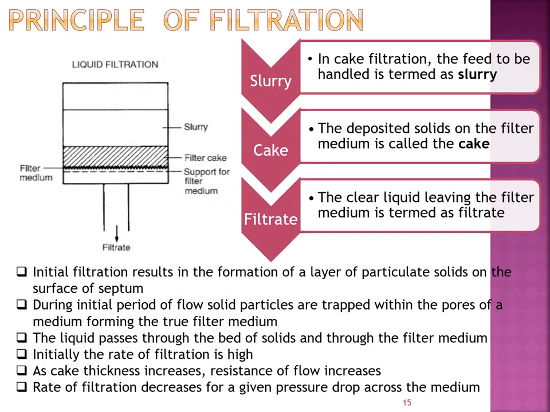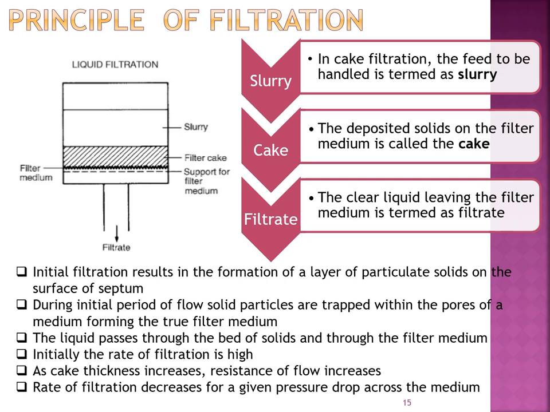While understanding the principle of filtration, we need to understand the terms slurry, cake and filtrate. The feed to be handled is known as slurry. The deposited solids on the filter medium are known as cake. The liquid leaving the filter medium is known as filtrate. As we see in the diagram, the slurry is fed to the top of the filter medium, percolates through it and is collected as filtrate. The solids in the slurry are retained as cake on the filter medium.